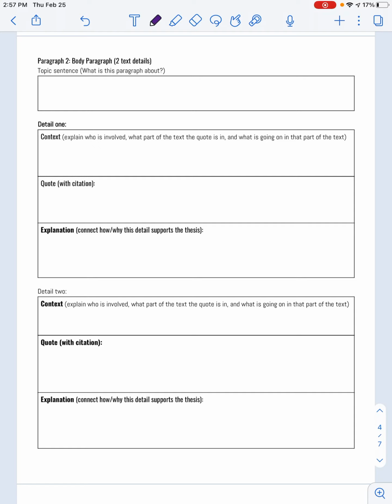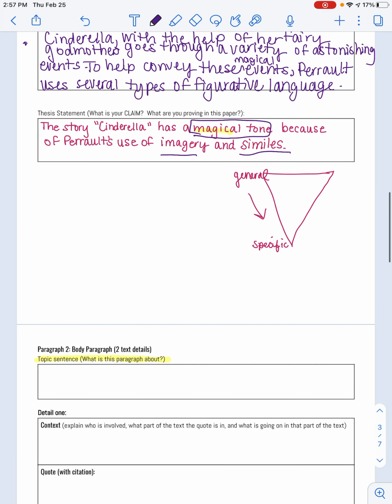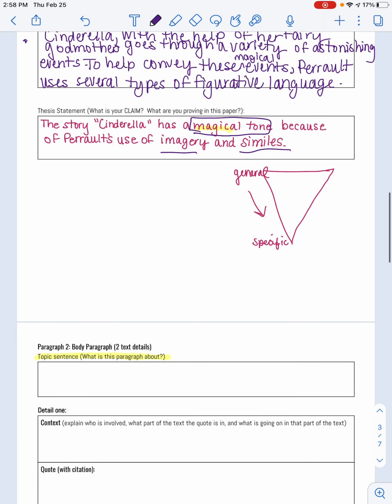Okay, so the first thing that I'm going to do here is I'm going to write my topic sentence. Your topic sentence should say what your paragraph is going to be about. So for me, I am writing about a magical tone. So I'm going to kind of look at my thesis statement. The story Cinderella has a magical tone because of Perrault's use of imagery and similes.